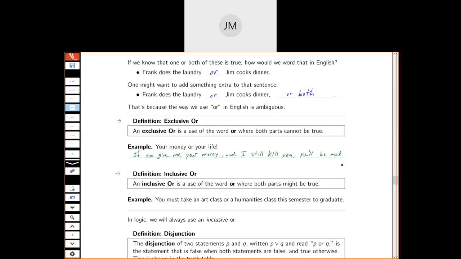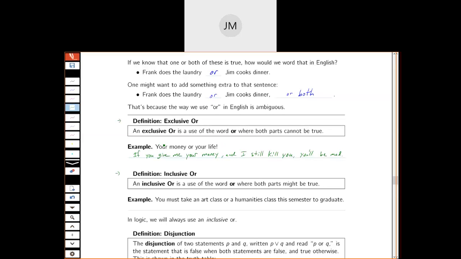Another example of that is, if I say to my kids, all right, we can either go to Great America or we can go to Disneyland. And they say, yes, we pick both. I'm like, wait, no, that's not what I meant. I meant you can pick one or the other, but not both. So that's the exclusive or.